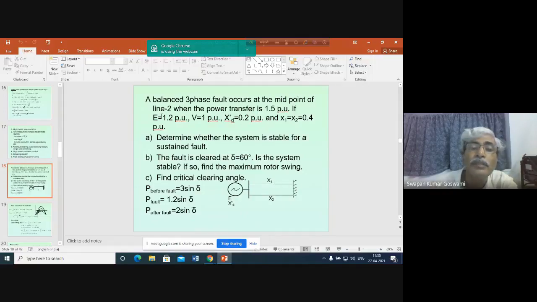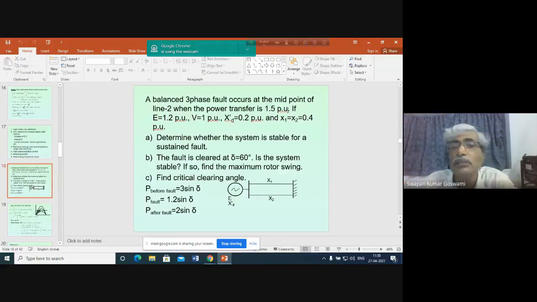So what is stated here in the example? A balanced three-phase fault occurs at the midpoint of line 2. These are the two lines. Reactance of line 1 is X1, reactance of the second line is X2, and a three-phase fault occurs at the midpoint of line 2. Somewhere here the three-phase short circuit takes place. The power transfer is 1.5 per unit, so everything is now given in per unit. A base power was considered, and the generator is delivering power equal to 1.5 per unit with respect to that base power. So let us talk in terms of per unit only.